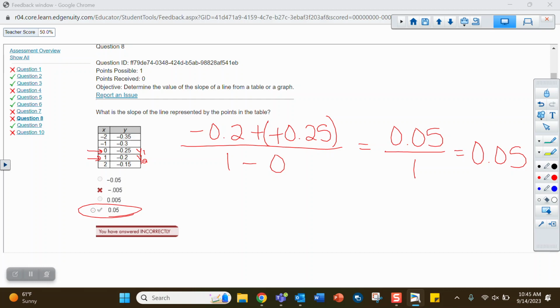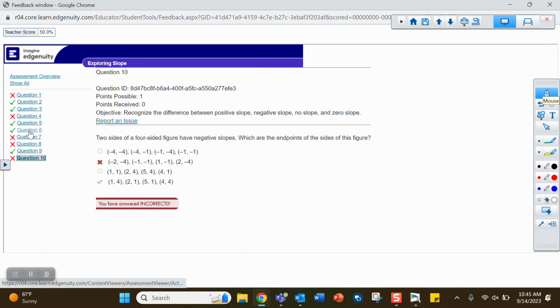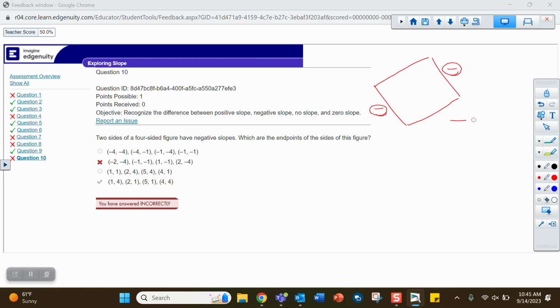And then the last question that you missed says the two sides of a four-sided figure have negative slopes. That means we're looking for something that has negative slopes. I don't know what kind of shape it might be. It doesn't say anything about positive, but that would be a negative slope and that would be a negative slope. If I had like a rhombus, something like this, okay, these are positive slopes, so that wouldn't want to look like that. And I would just take a grid and just graph these points.